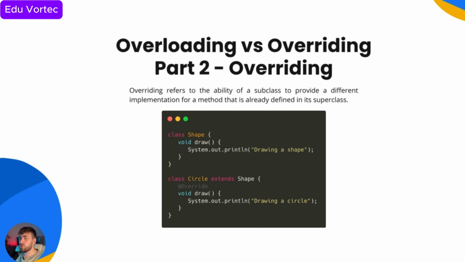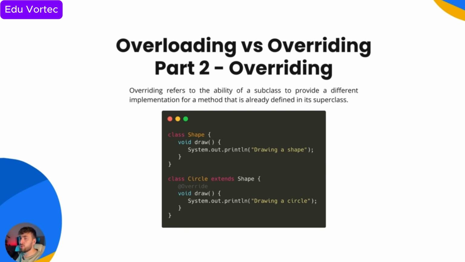It's important to note that when you override a method, the method signature, or the name and the parameters, must be the same in both the superclass and the subclass. This is because the overridden method must have the same interface as the original method in the superclass. In conclusion, overloading and overriding are two important concepts in polymorphism that allow for greater flexibility and dynamic behavior in your code.